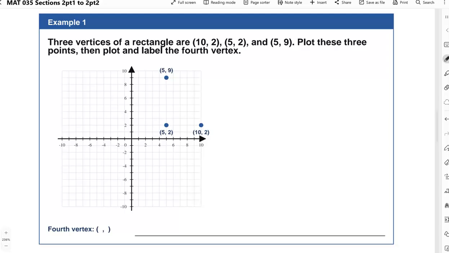So if we're doing a rectangle, we can see that there are lines here connecting (5, 2) and (10, 2). And then we have a line here connecting (5, 9) and (5, 2). So to complete the rectangle, we would need a point here where x is 10 and y is 9. You can see that if I connect all those dots, I create my nice rectangle.